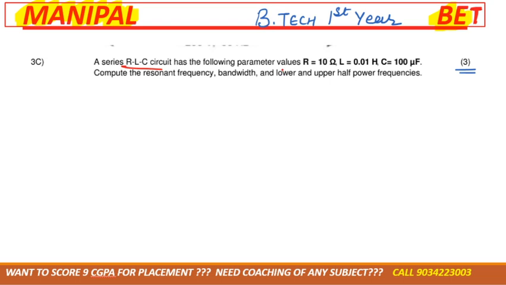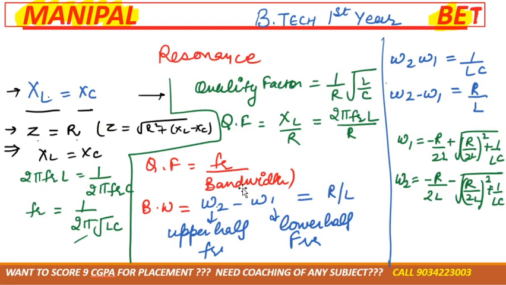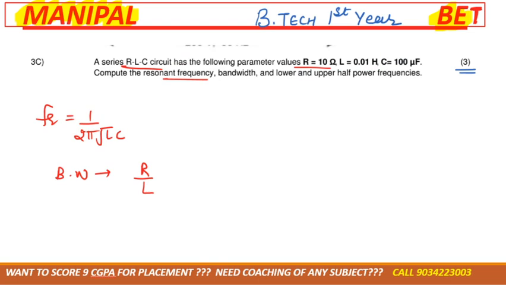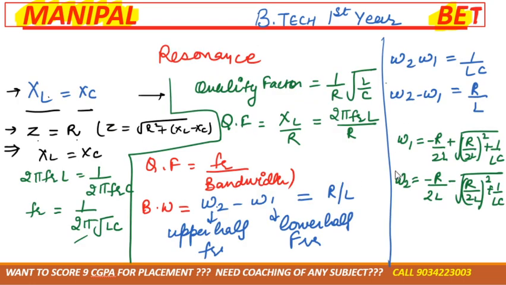So this is the case of resonance. FR is equal to 1 by 2 pi root LC. Bandwidth, how much? R by L. Next is lower half and upper half frequency, means omega 1 and omega 2. You just need to substitute the values.